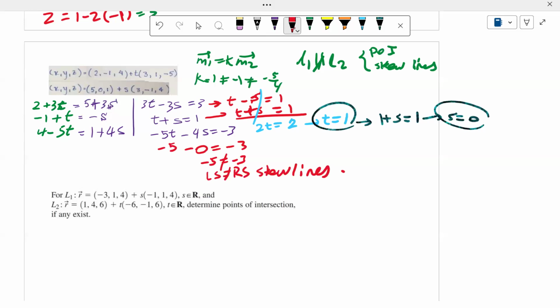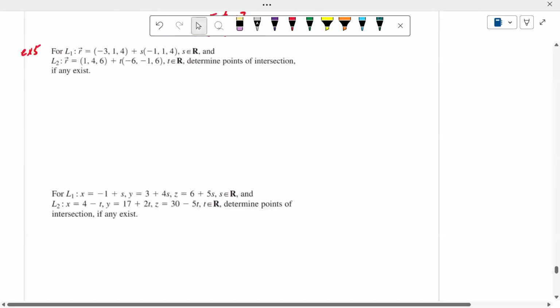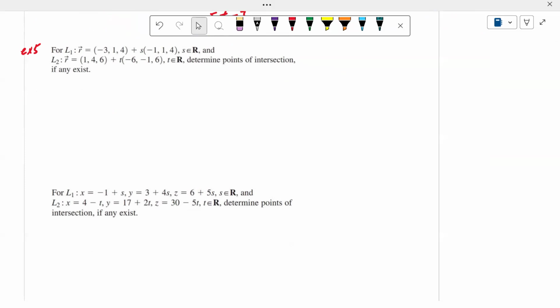Next one is from example 5 of Nelson. The same thing. It says find point of intersection. I'm going to say, okay, so are they parallel?